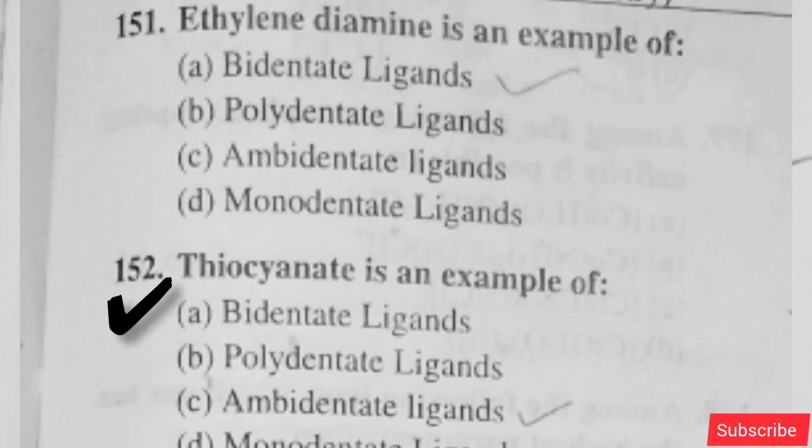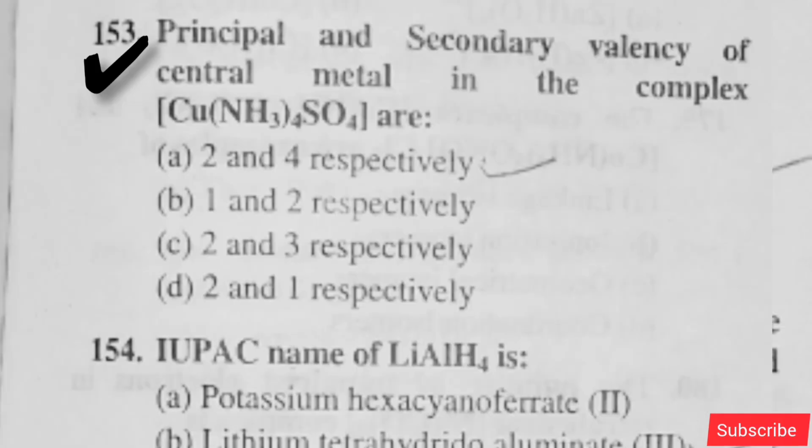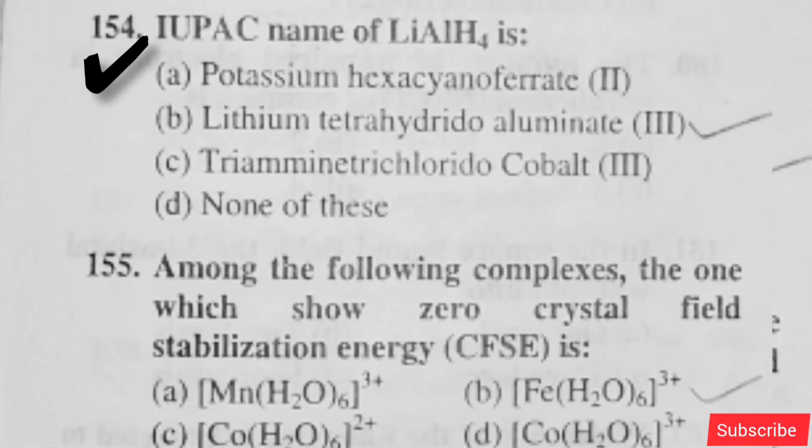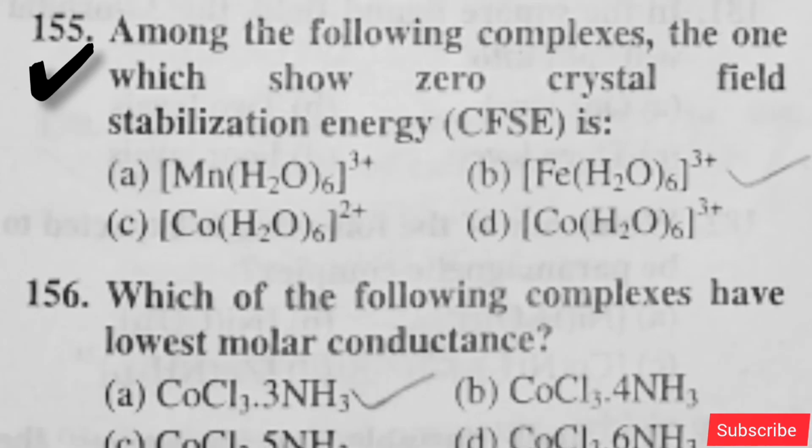Thiocyanate is an example of... option C is right. Principal and secondary valency of central metal in the complex. This is option A is right. IUPAC name of this is option B is right. Among the following complexes, the one which shows zero crystal field stabilization energy is option B is right.